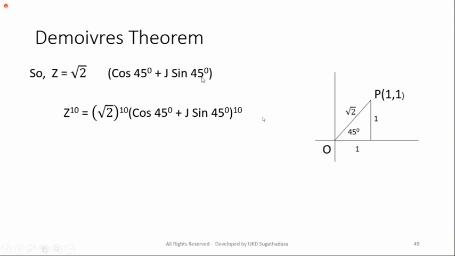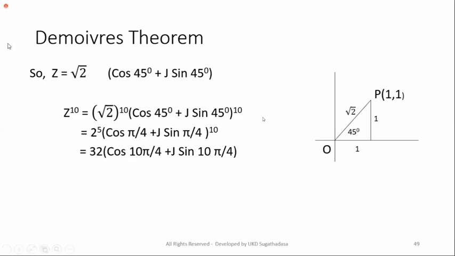Cos 45 plus j sin 45. They are leaving the square root of 2 like that. How can you do that? Is z equal to this entire thing? z to the power 10 means square root of 2 to the power 10 times cos 45 plus j sin 45 to the power 10. Both have to be raised to the power 10. That is, the first part is 2 to the power 5, no? Then cos 45 plus j sin 45 to the power 10.